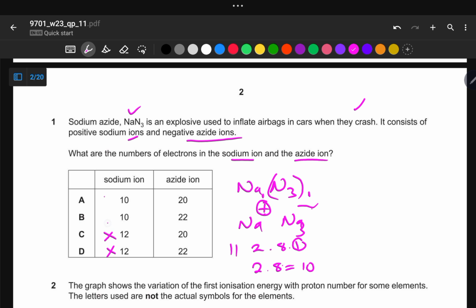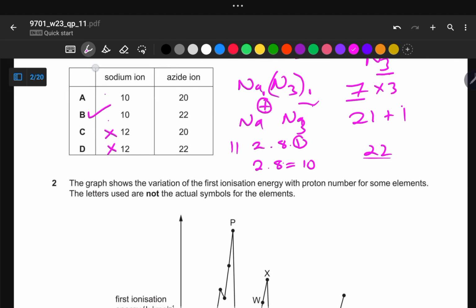And then for the azide ion, we have 3 nitrogen atoms and this extra electron from the system. Nitrogen is number 7 on the periodic table, and then we multiply by 3 atoms. The number of protons is equal to the number of electrons, so we are going to have 21, and then plus this electron, the negative charge, so we are going to have 22 electrons. So 3 nitrogen atoms multiplied by the number of electrons, and we add this one to make it 22. So our answer will become B. And then we are moving on to the next part.